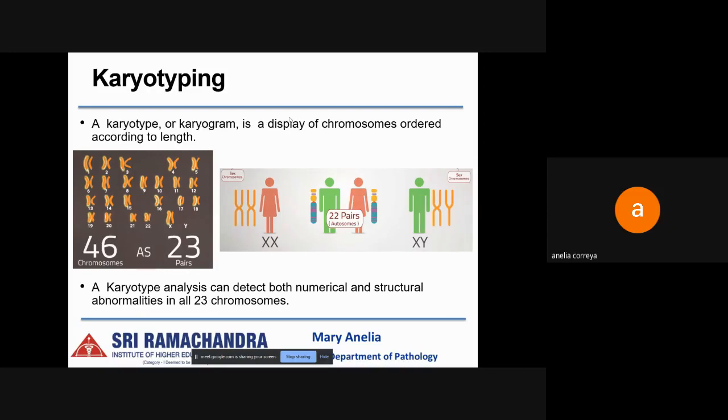A karyotype or karyogram is a display of chromosomes which are ordered according to length. As we all know, humans have 46 chromosomes as 23 pairs, and out of that we have 22 pairs of autosomes and a pair of sex chromosomes, which are denoted as XY in males and XX in females. Using karyotyping, we can detect both numerical and structural abnormalities in the chromosomes.